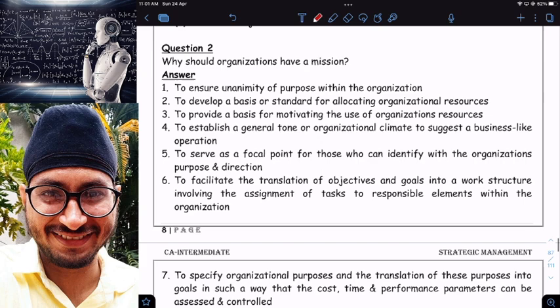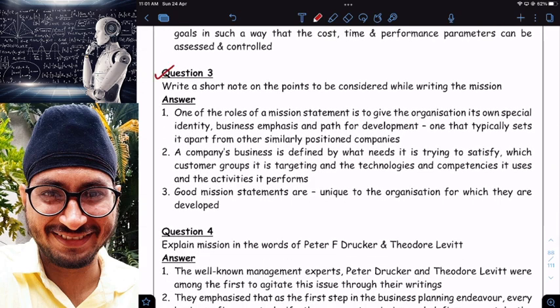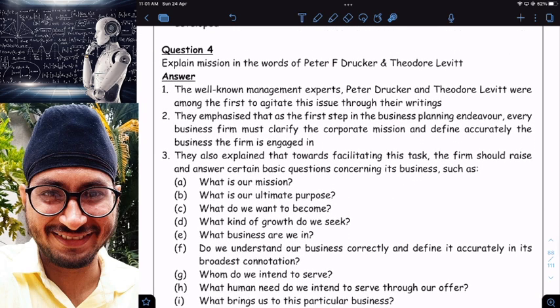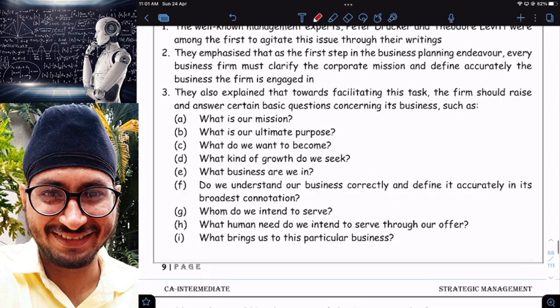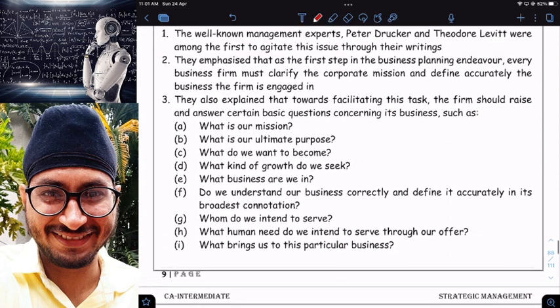Next, why should organizations have a mission? We have discussed. Write a short note. Clear. Write short notes on points to be considered while writing the mission. Discussed. And explain the mission according to Peter F. Drucker. This we have to discuss. Only one question I think is pending. Then write a short note on long-term objectives. These are two concepts which are pending.